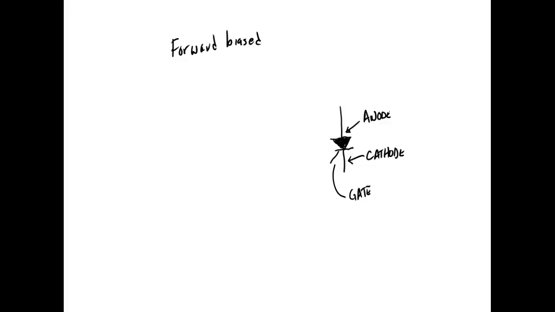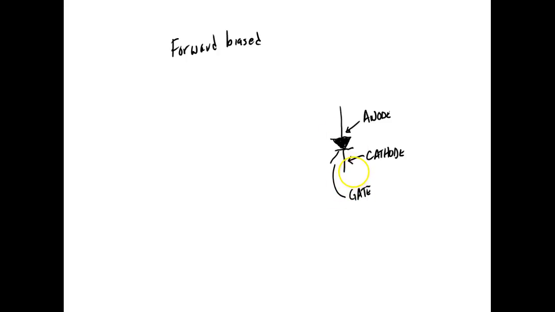So to forward bias it, we have to make the anode positive and cathode negative. But that doesn't make it conduct. What do we have to do? Yeah, the gate has to be positive in respect to the cathode.